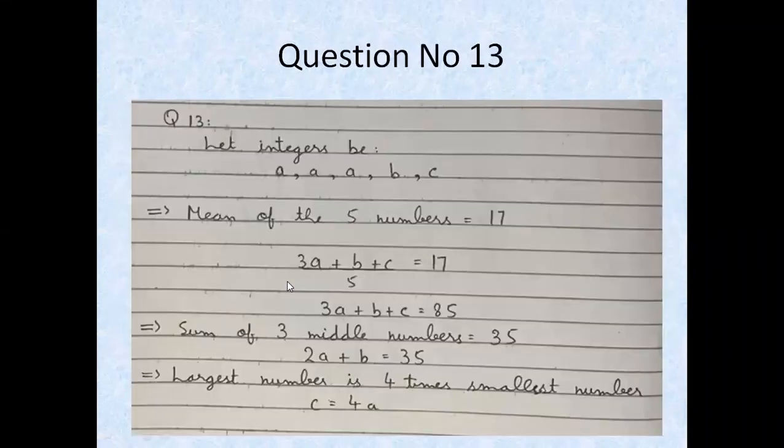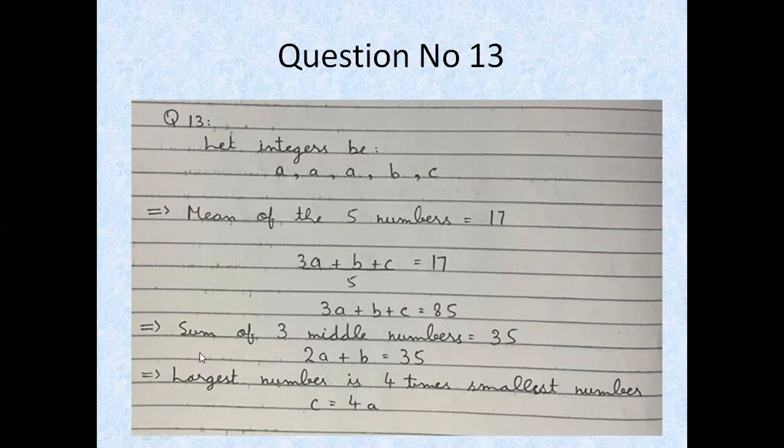Okay, so suppose those numbers are A, A, A, B, C. So these are the 5 numbers. The first 3 numbers are identical, so that's why A, A, A, B, and C. One thing they have told us is the mean of the 5 numbers is 17. So if I add these up and divide by 5, that will be 17. So you will have (3A plus B plus C) divided by 5 equals 17. So 3A plus B plus C equals 85.